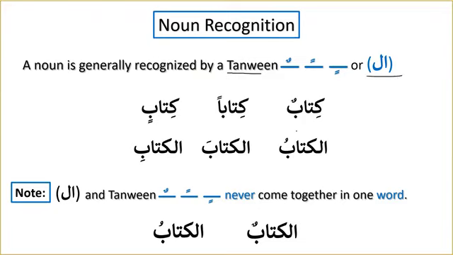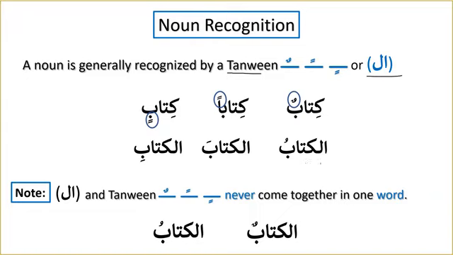So kitabun, how would we know that it's a noun? Because it has a tanween on it. Kitaban, again we can see that it has a tanween, and kitabin, it has kasratan, so it also has a tanween. So now we can see that it is a noun in the Arabic language. Why? Because it carries a tanween. It can be dammatan, fathatan, or kasratan.